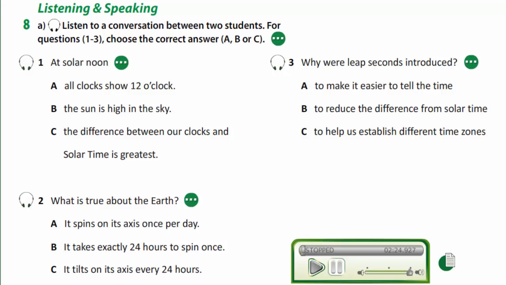Now let's check. At solar noon, the sun is high in the sky. What is true about the Earth? It spins on its axis once per day. Why were leap seconds introduced? To reduce the difference from solar time.